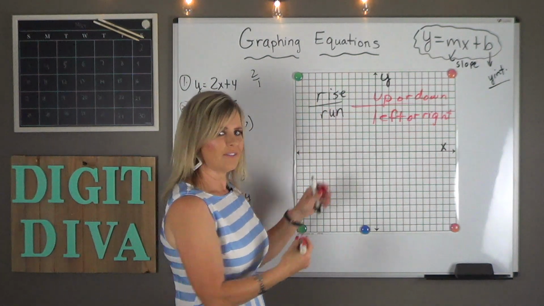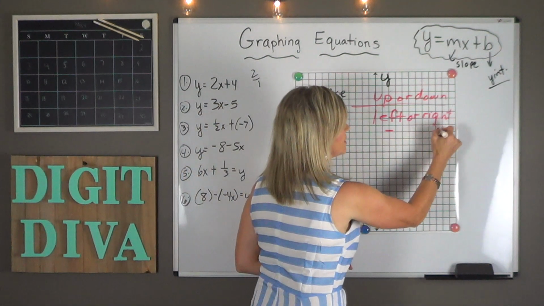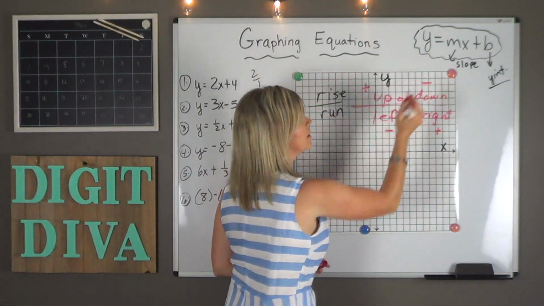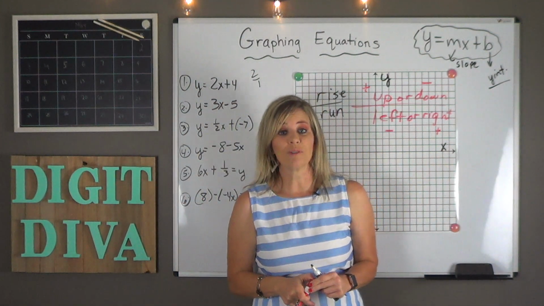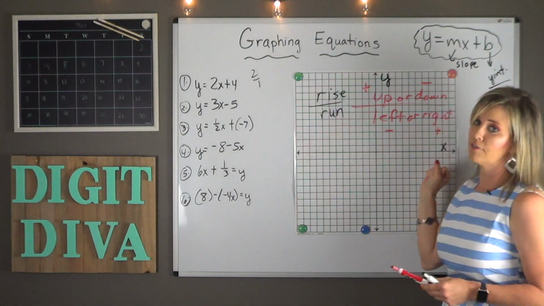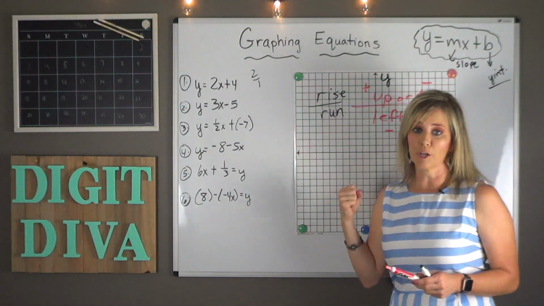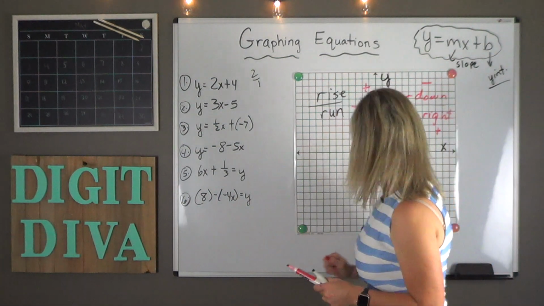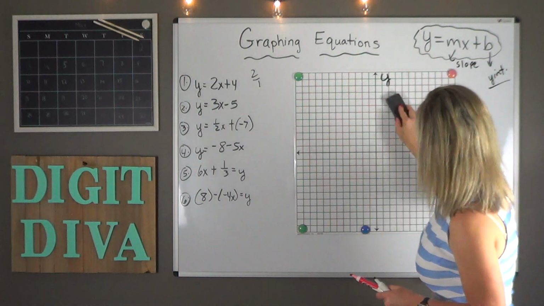So if we move left, we would have a negative value. If we move right, we would have a positive value. If we move up, that's positive. If we move down, that's negative. Okay, so that'll come into play when we're using our slope to find our second point. So up is a positive value, down is a negative value in your numerator position. Left is a negative value in your denominator position, and right is a positive value in your denominator position. Okay, so let's move on to our second equation.